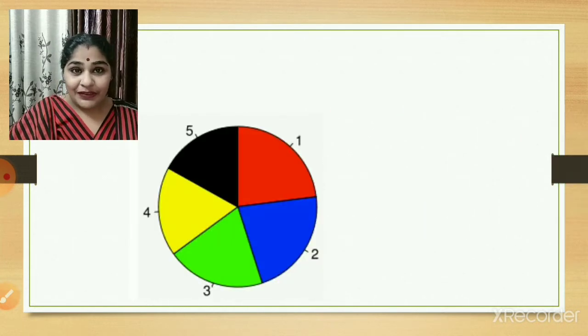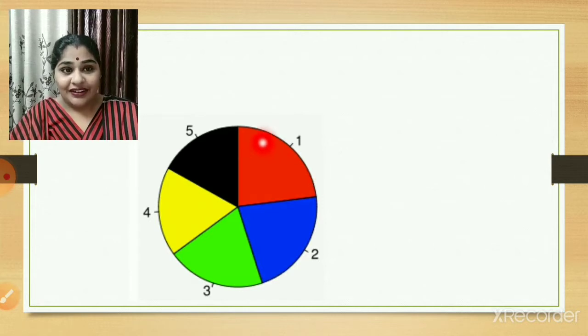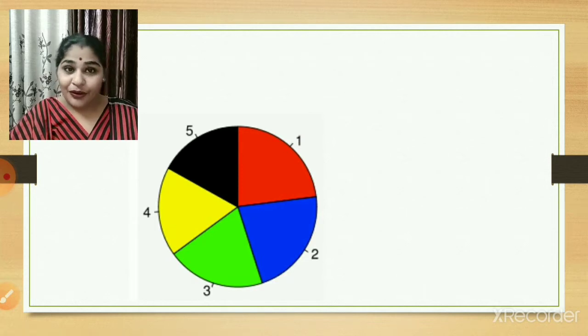This is what your pie chart looks like, children. There are different sectors. Yes, this is known as a sector. This is 1, 2, 3, 4 and 5. There are 5 sectors in this pie chart. So it depends on your data how many sectors you will get in your pie chart.